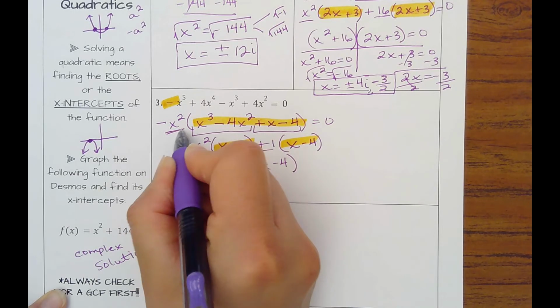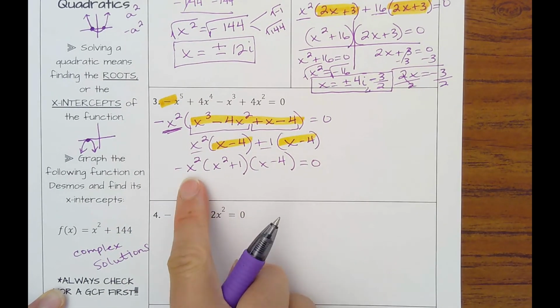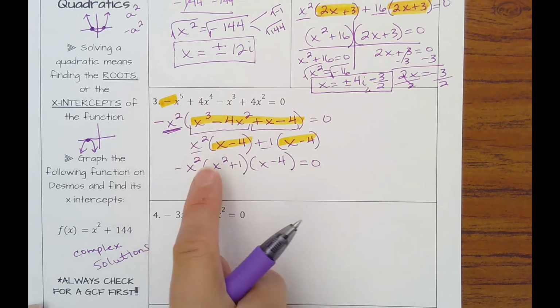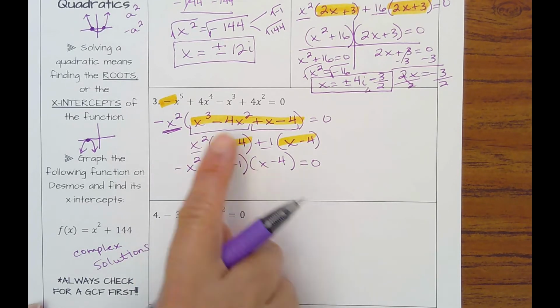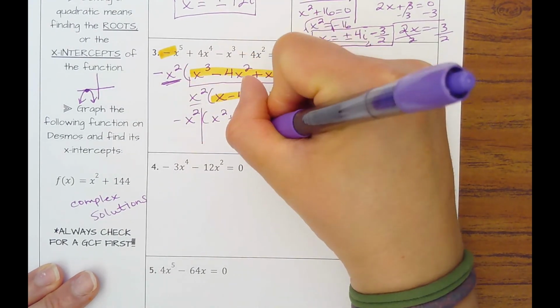But don't forget about this guy. Negative x squared is still a factor. If I added all the powers on x, I should end up with the beginning number. So 2, 4, 5. See how it's the same as the 5th? All right, now draw lines down through each factor.